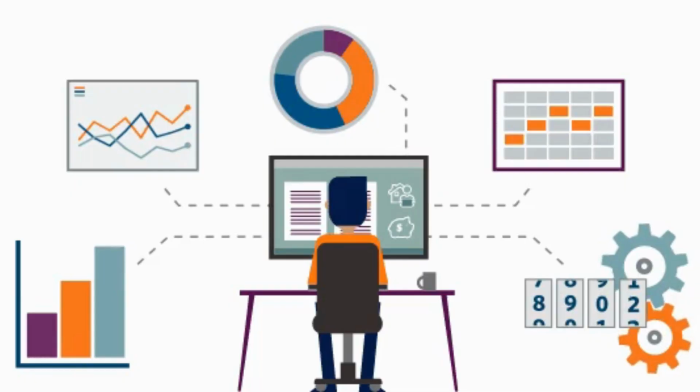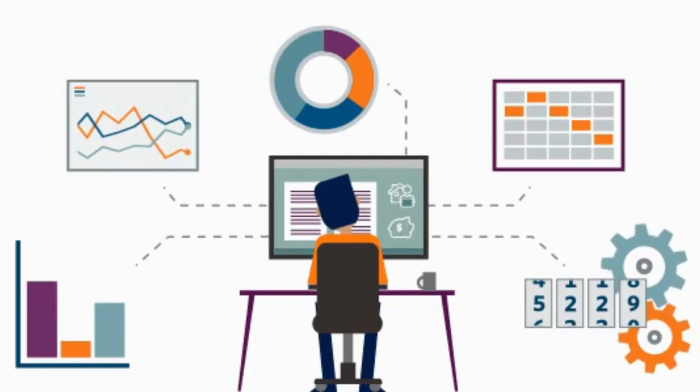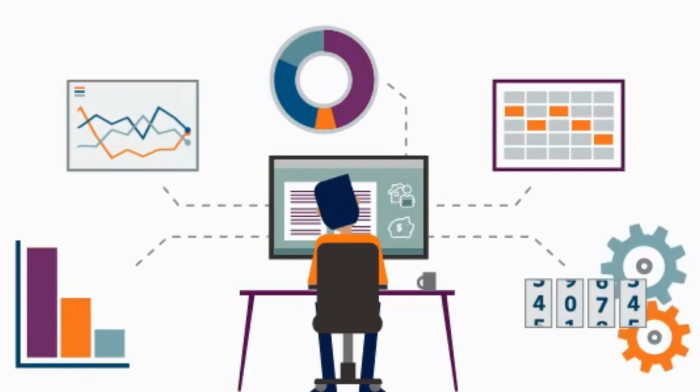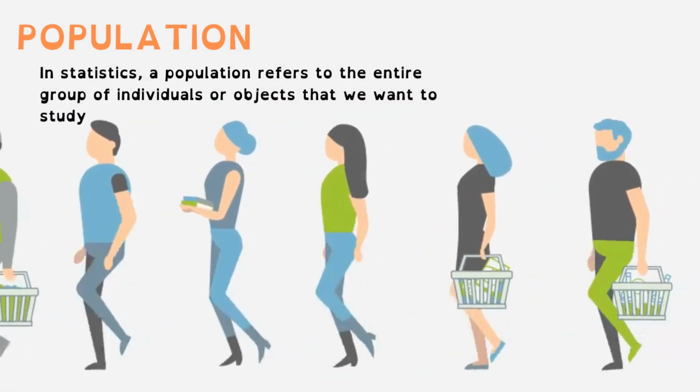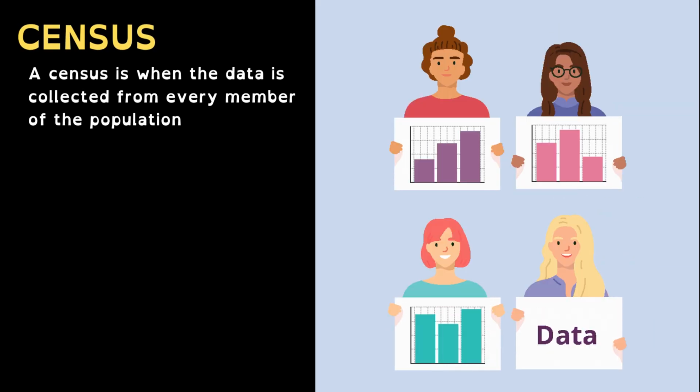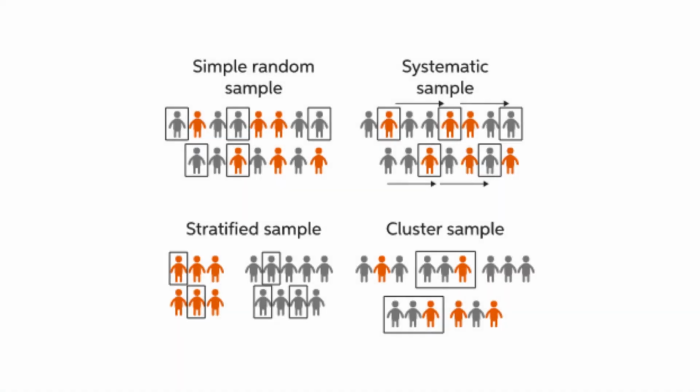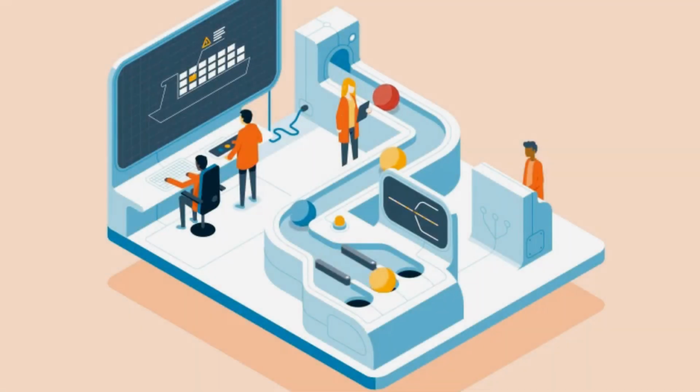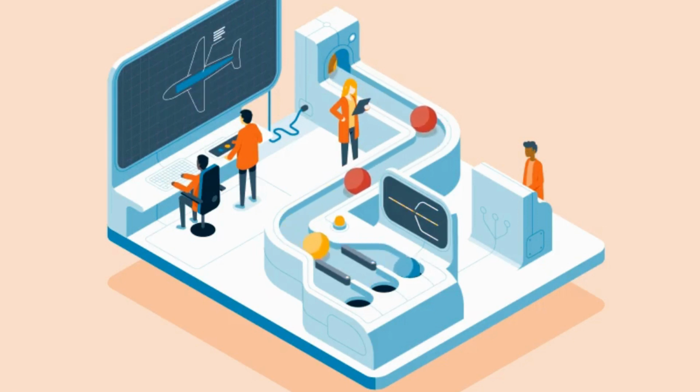And there you have it. We've covered the basic definition of statistics and some of the important terms of statistics, such as population, census, and different types of samples. These methods help ensure that the data we collect represents the larger population accurately.